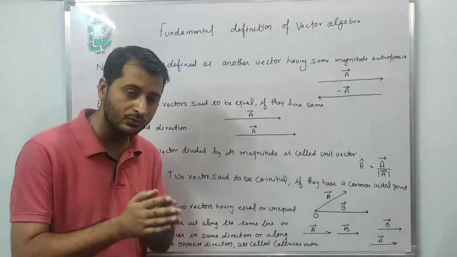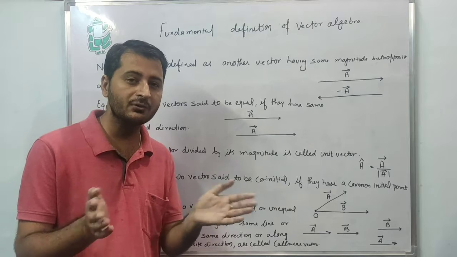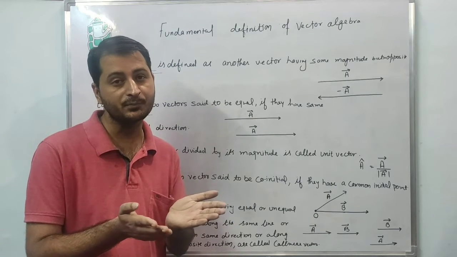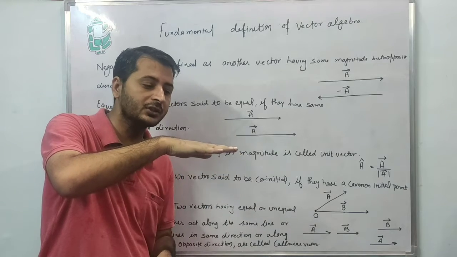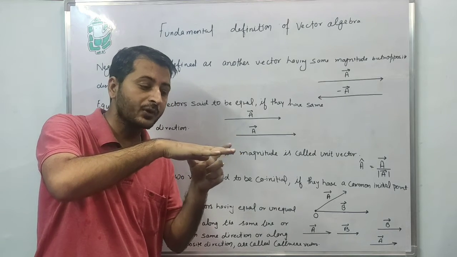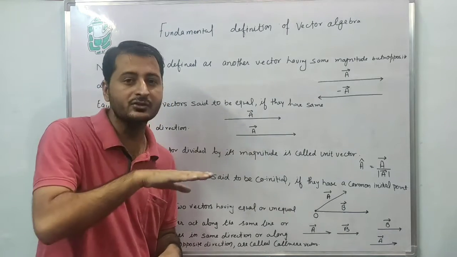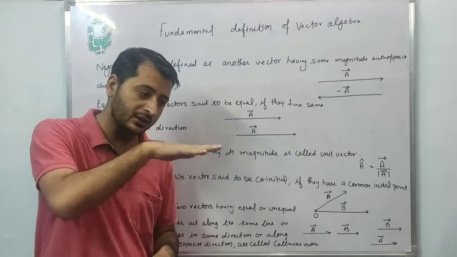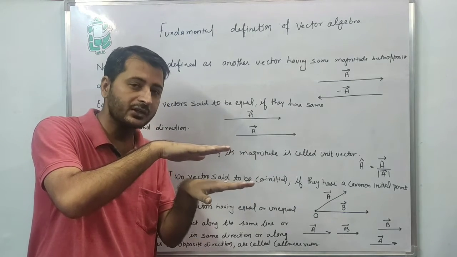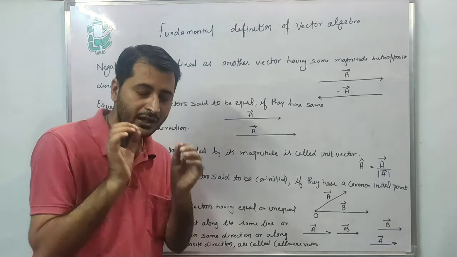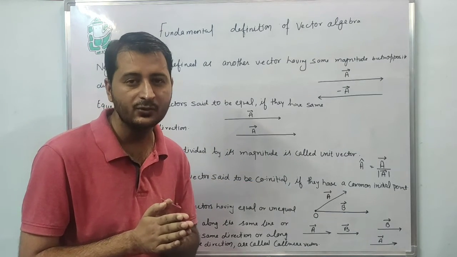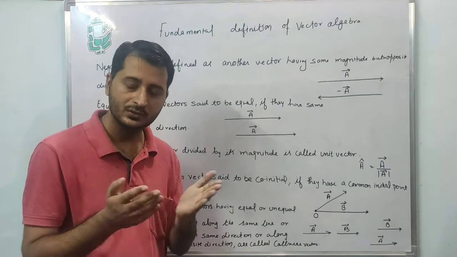Equal vector. Two vectors are said to be equal if they have the same magnitude and same direction. Come to the first vector. The first vector has any magnitude a, and direction is along the positive x-axis. And there will be another vector. That vector has the same magnitude, same direction. At that time the two vectors are said to be equal vectors.